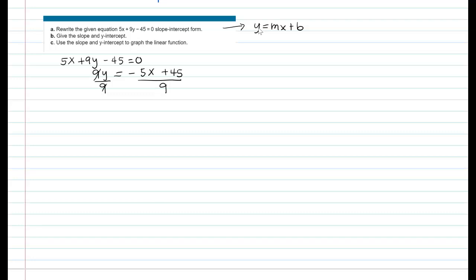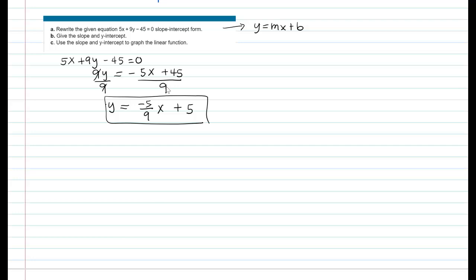So you cancel 9. So you have y equal to now negative 5 divided by 9. That means you divide each term in the numerator by 9. Negative 5 divided by 9 is just negative 5 over 9. So you have negative 5 over 9x plus, to get the b, you divide 45 by 9. 45 divided by 9 is 5. So this is the equation in slope-intercept form.